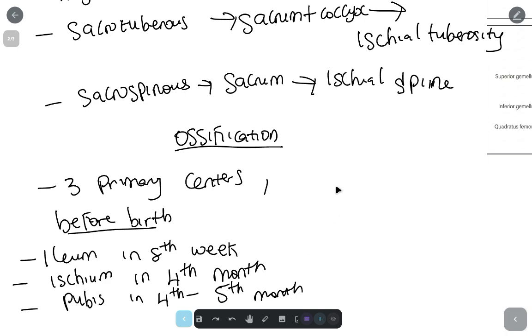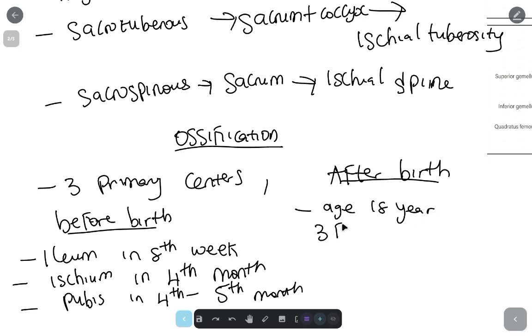So after birth, what happens? After birth, there is another type of ossification that happens, and here the ossification is very, very important. After birth is when the three hip bones fuse together completely. At age 18, this is where the three bones fuse together and form what we call the acetabulum. So the acetabulum is formed at age 18, and it is ossification that happens in the hip bone after birth.